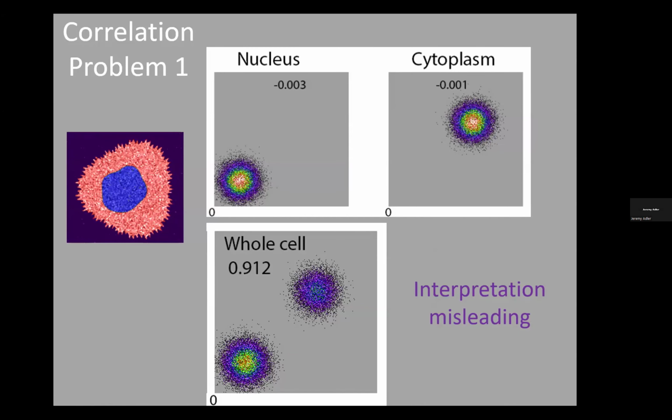So let's generate some problems where things can go wildly wrong. So here we have a nice fake cell. It has a nucleus. Here we're showing the scatter plot for pixels in the nucleus, and they're basically uncorrelated. We do the same for the cytoplasm. They're uncorrelated, but have higher intensities. If I then decide to measure the whole cell, I'm combining the 2 distributions together, and suddenly I have an amazingly high correlation.